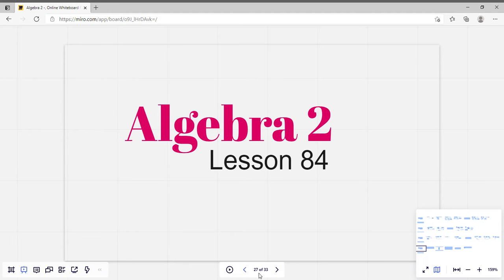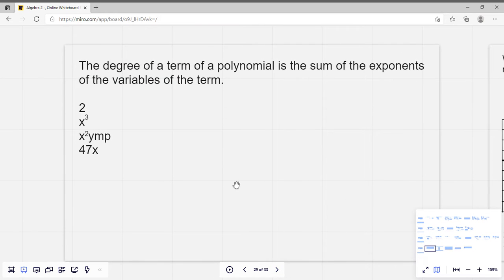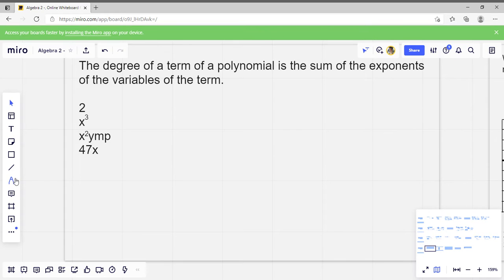This is Algebra 2, Lesson 84, and this lesson covers degree of equations and solutions to systems of equations. The degree of a term of a polynomial is the sum of the exponents of variables of the term, and we went over this in Algebra 1.